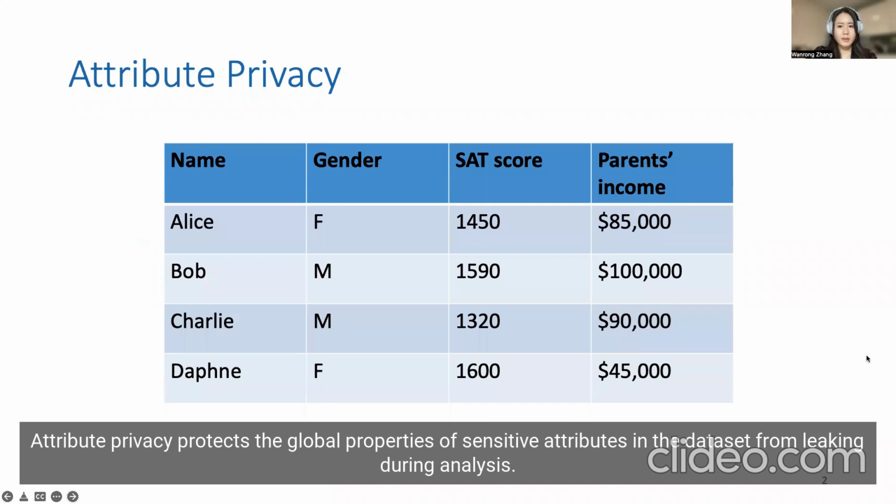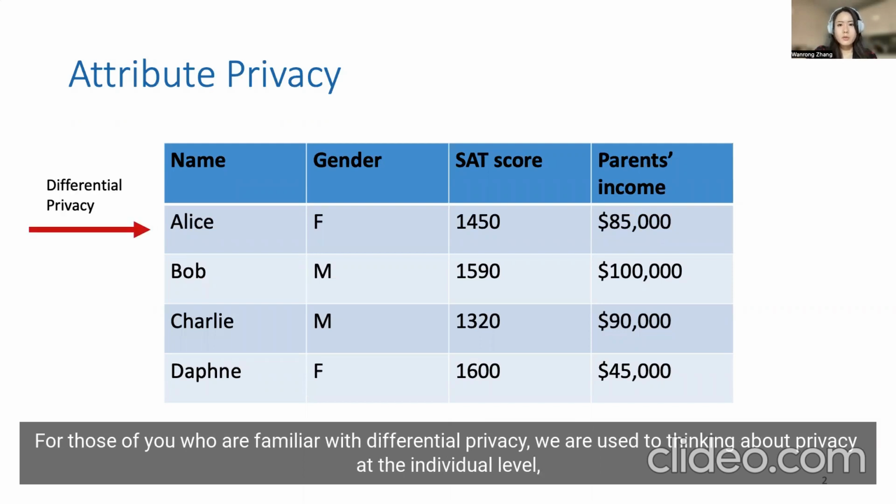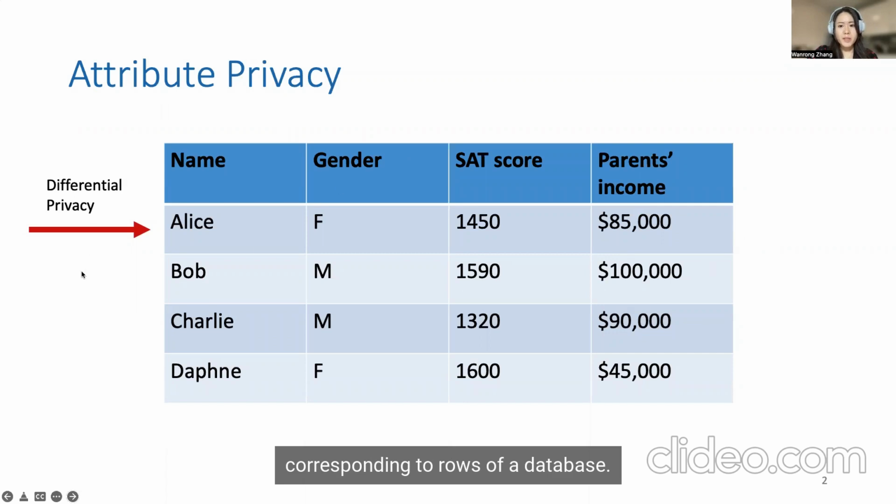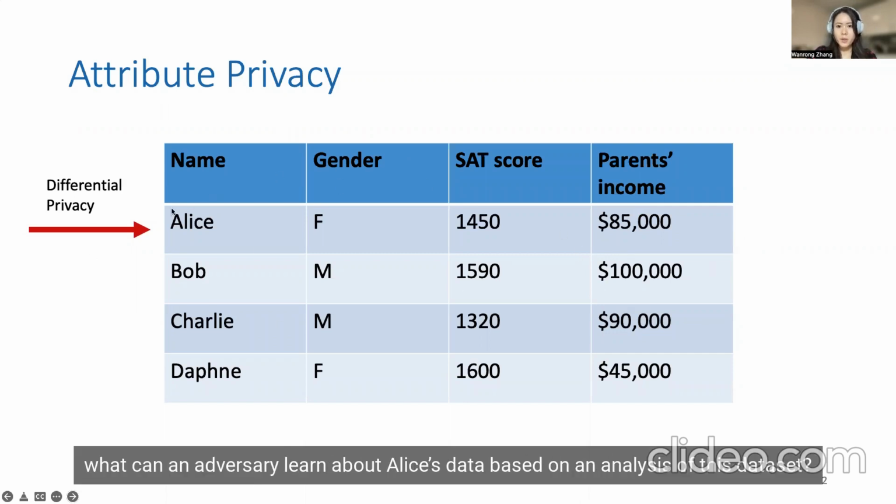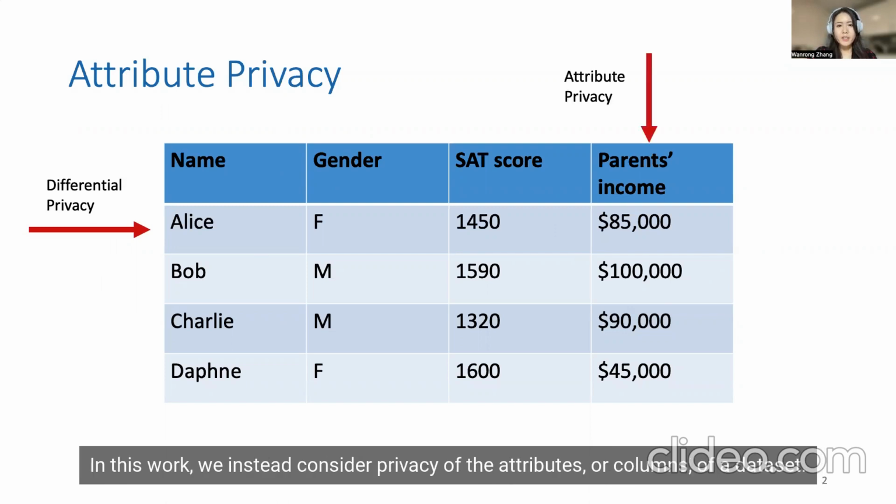Attribute privacy protects the global properties of sensitive attributes in the dataset from being inferred during analysis. For those of you who are familiar with differential privacy, we're used to thinking about privacy at the individual level, corresponding to rows of a database, and we ask questions of the form: can we inversely learn about Alice's data based on an analysis of this dataset? In this work, we instead consider privacy of the attributes.